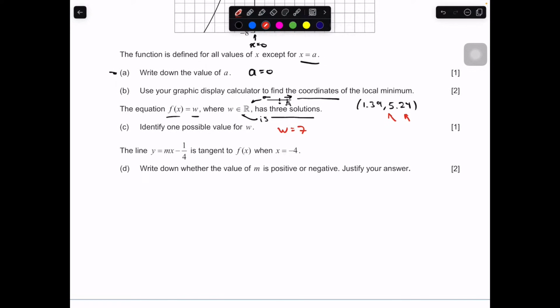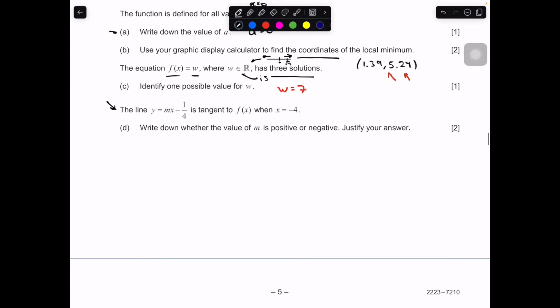Part D asks us to write down whether the line y equals mx minus 1 over 4, which is tangent to f of x when x is equal to negative 4, has a value of m that is positive or negative. Justify your answer. Okay. So we've got this function right here.